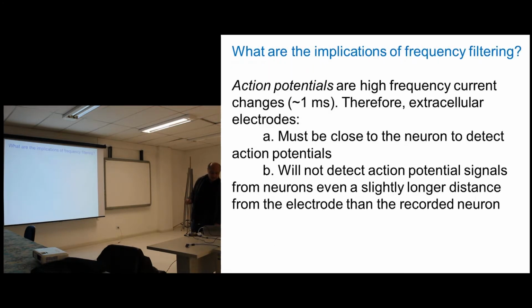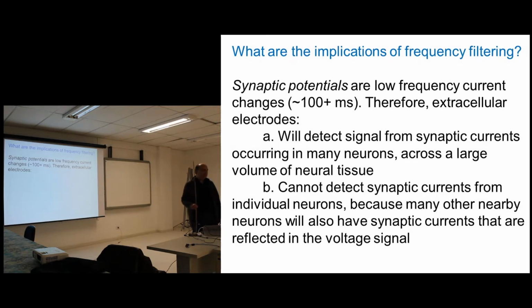So let's think about what that means. The implications of frequency filtering are that for action potentials, which are high frequency changes, the electrode has to be close to the neuron in order to detect the action potential. If the electrode is too far away, you're not going to detect it. Usually with one electrode that's relatively high impedance, you can measure action potentials from maybe 1 or 2, or up to 5 or 6 neurons, but typically not more than that. If the neurons are too far away, you won't pick up the action potentials, but it's actually the opposite for synaptic potentials.